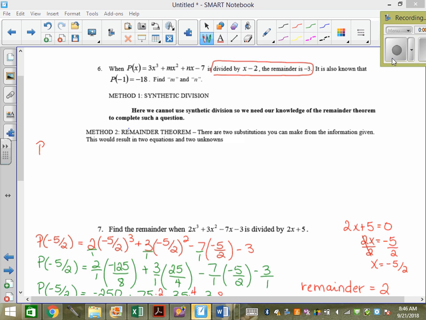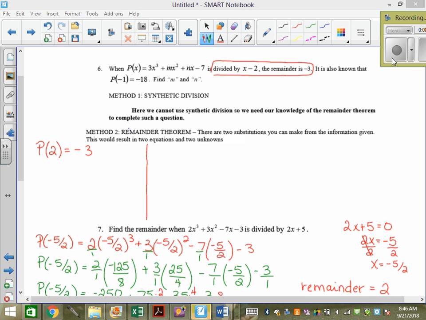P of what? Not negative 2, P of 2, because we use the x value, not the factor, right? And what does it equal? Negative 3. Because our remainder theorem states that if we fill this in for all the x's, we'll get it equal to the remainder. Leave that little box there for just a little second.